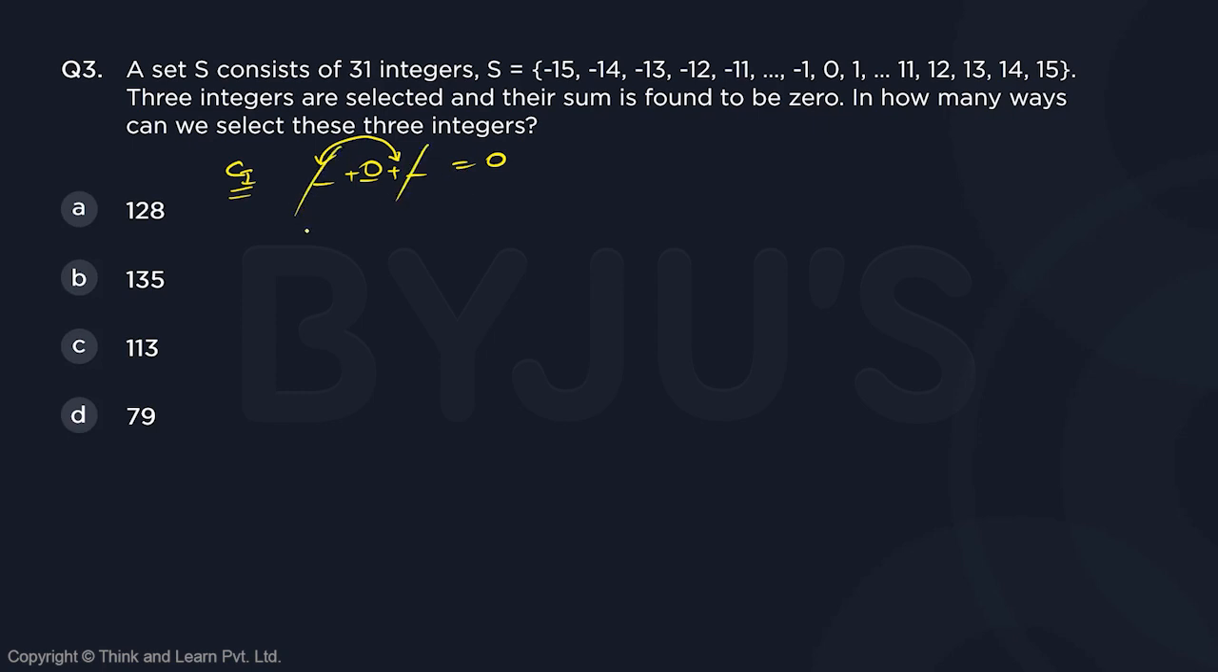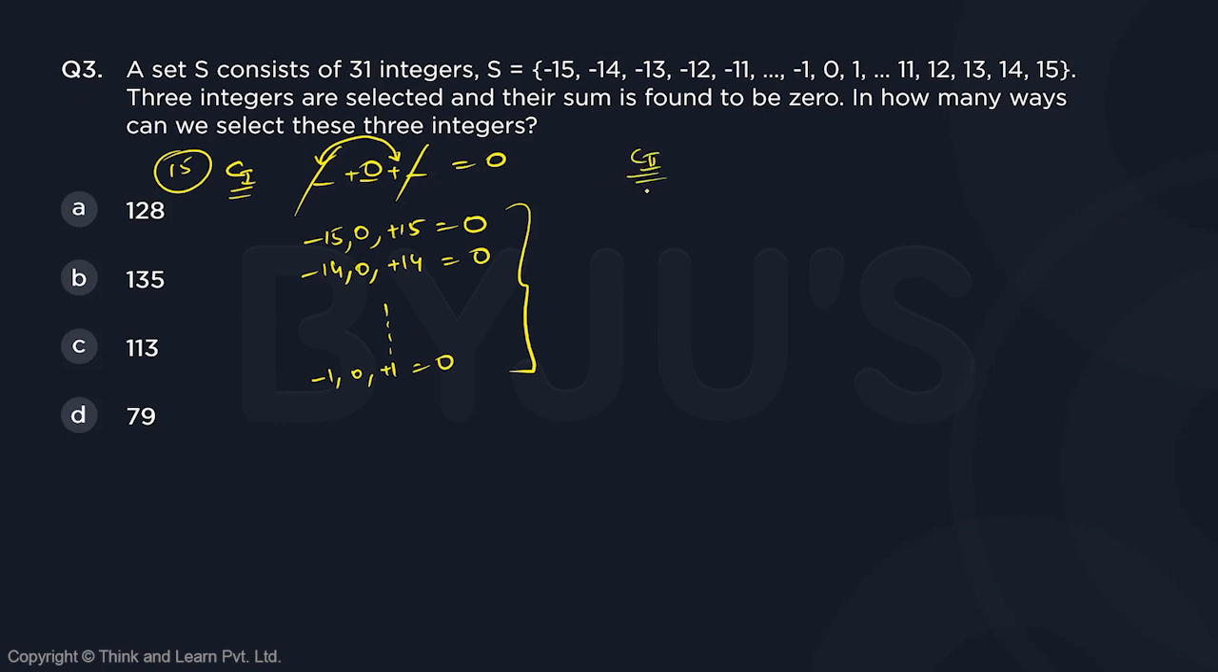So this and this are exactly cancelling out. For example, if I take -15, 0 and +15, my answer will be 0 because they'll cancel out. Similarly, -14, 0 and +14, my answer will be 0. So I will have a total of 15 cases like this. All of these will give me the total of 0. So in case 1, I have 15 cases. Great. Let's look at case 2.